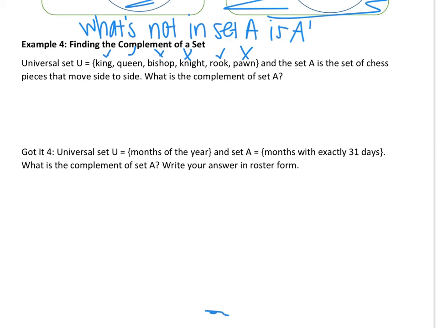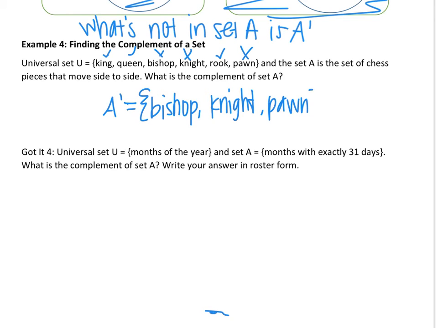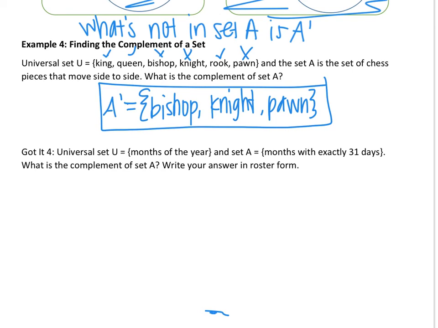So these don't move side to side. So if A is the set of chess pieces that move side to side, what is the complement of set A? So A complement is going to be which ones don't move side to side. So that's going to be bishop, knight, and pawn. So A complement is the ones that don't move side to side. Got it.